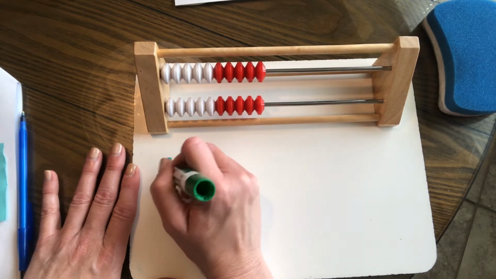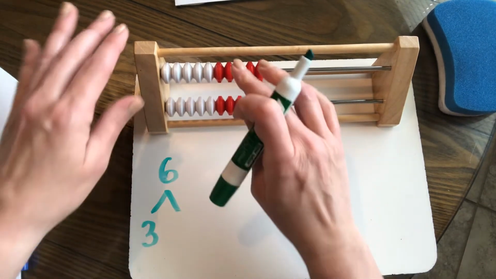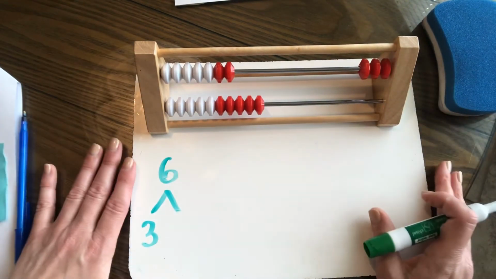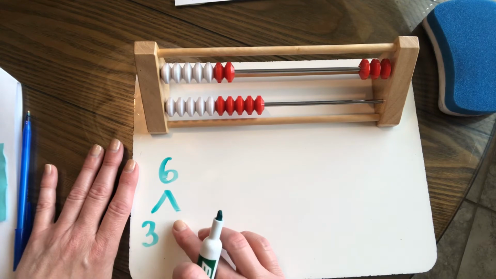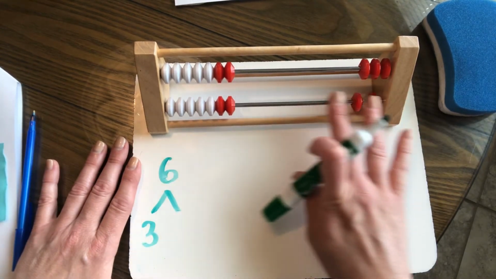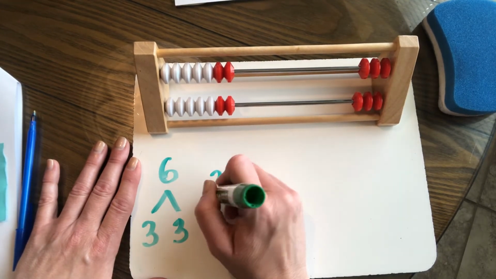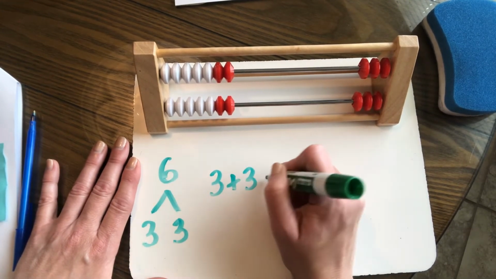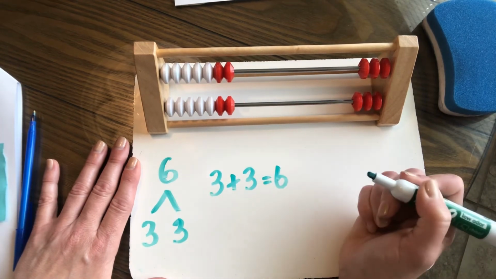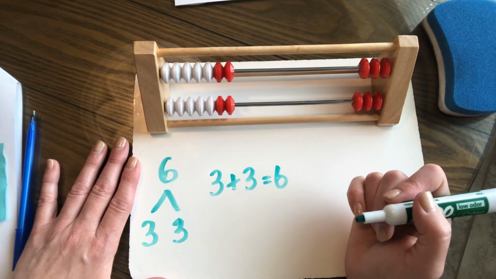This time, boys and girls, let's make 6, but I want to start with 3 beads. So if I start with 3 beads, how many more make 6 in all? 3, 4, 5, 6. Oh, look, we have a double. 3 plus 3 equals 6. Now, I'm not going to write a second number sentence. I wonder if anyone knows why.